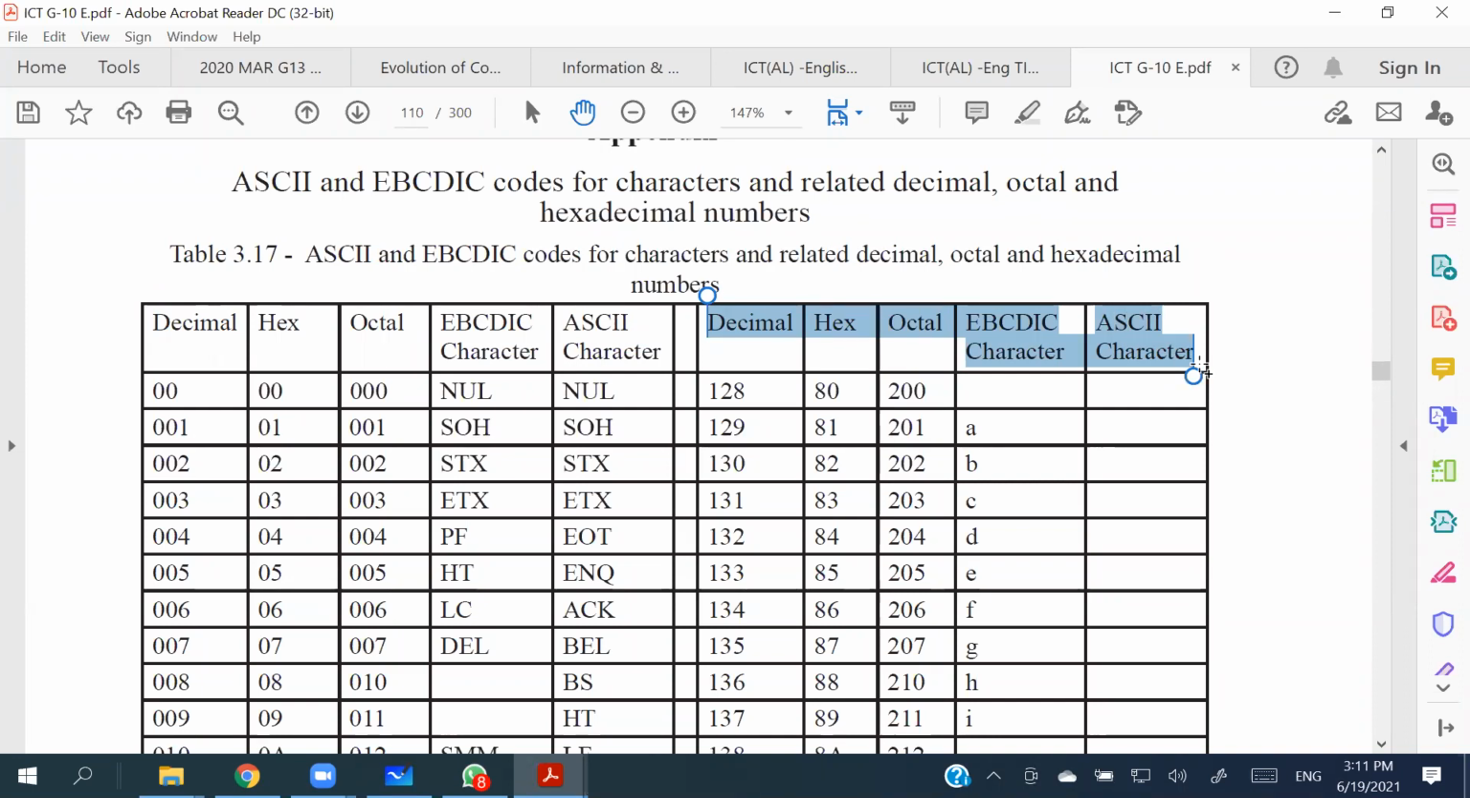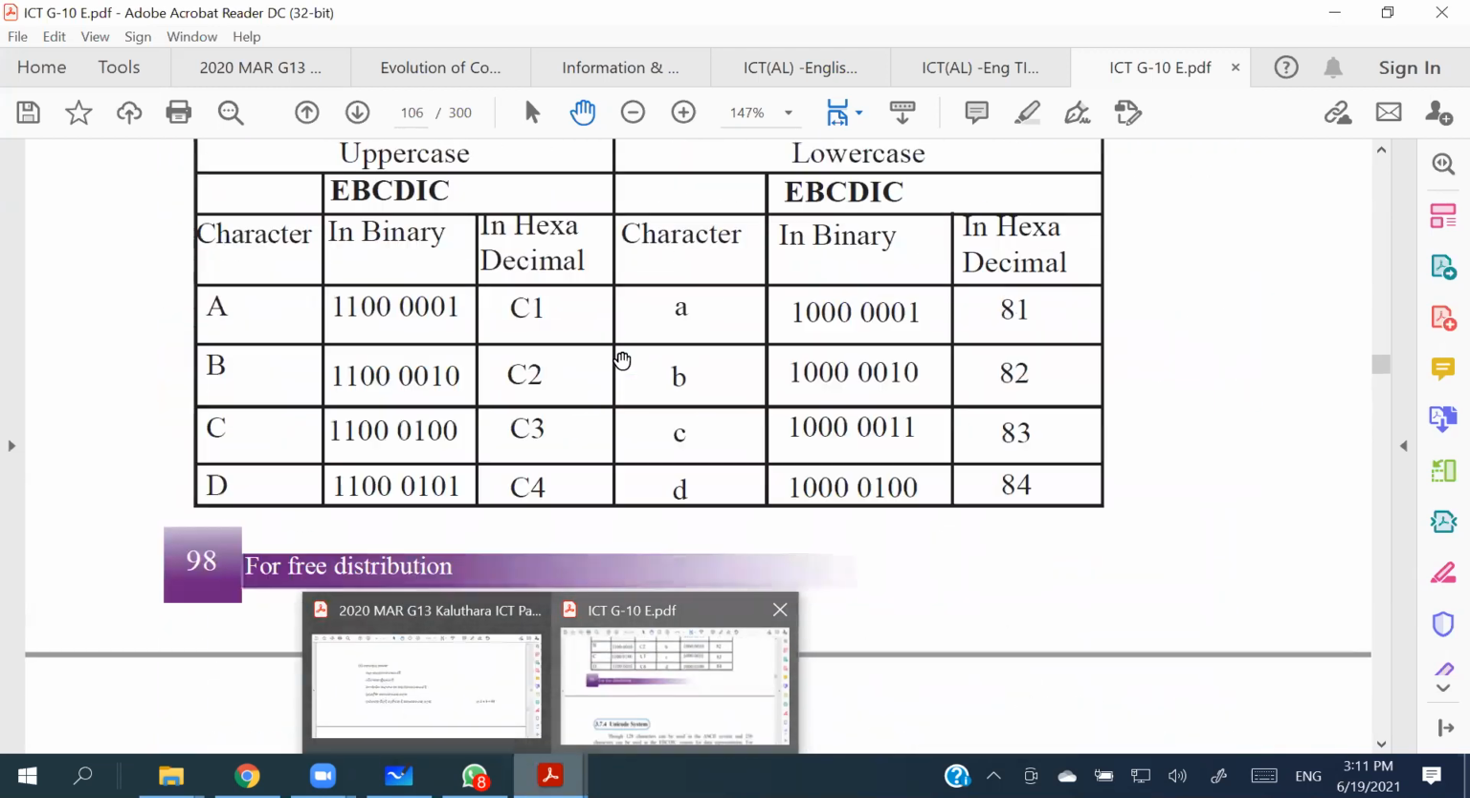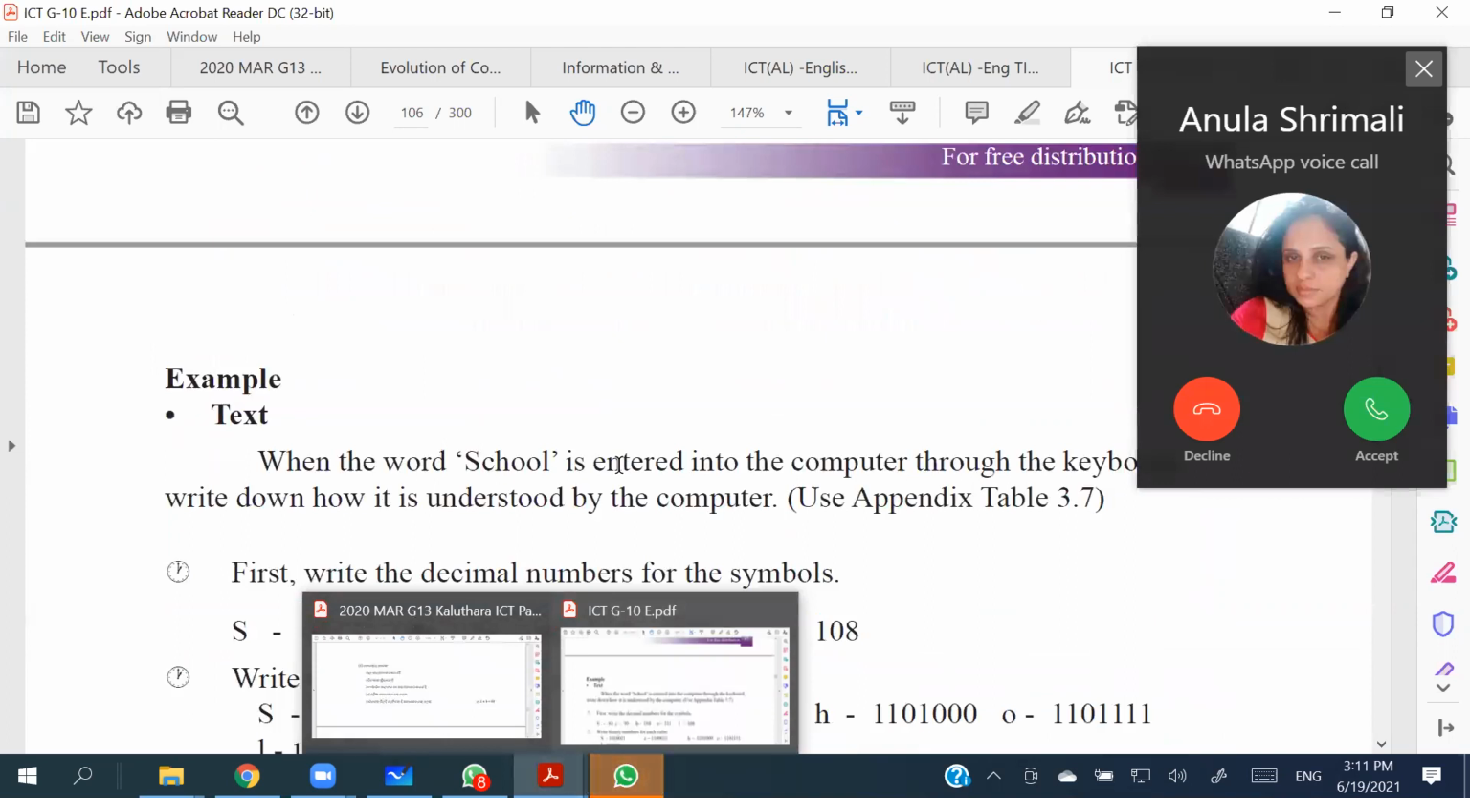Right. Okay. Now, here in the example, they are talking.